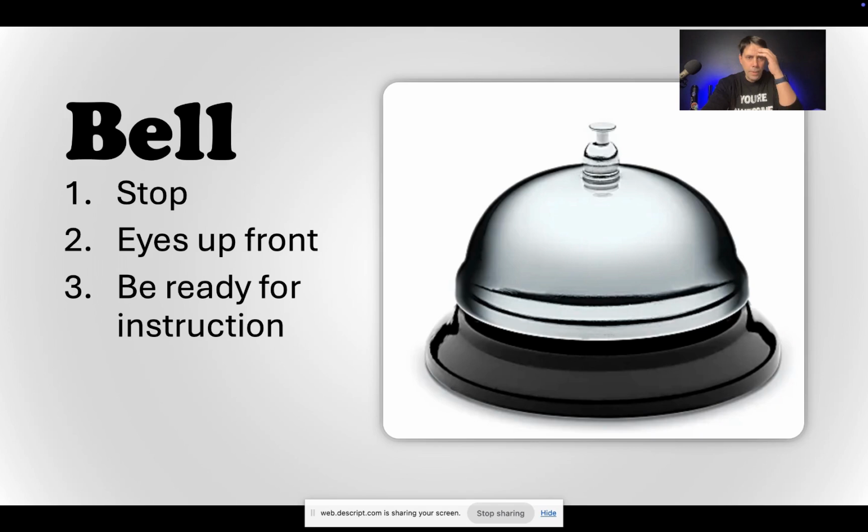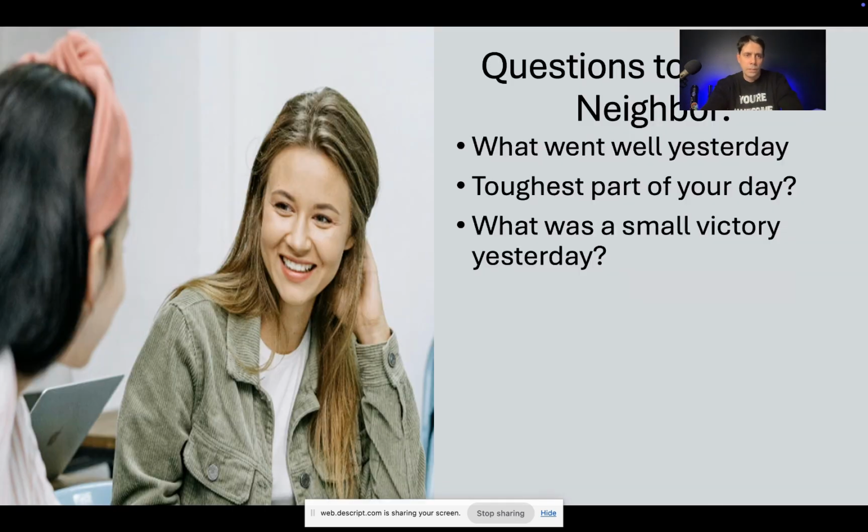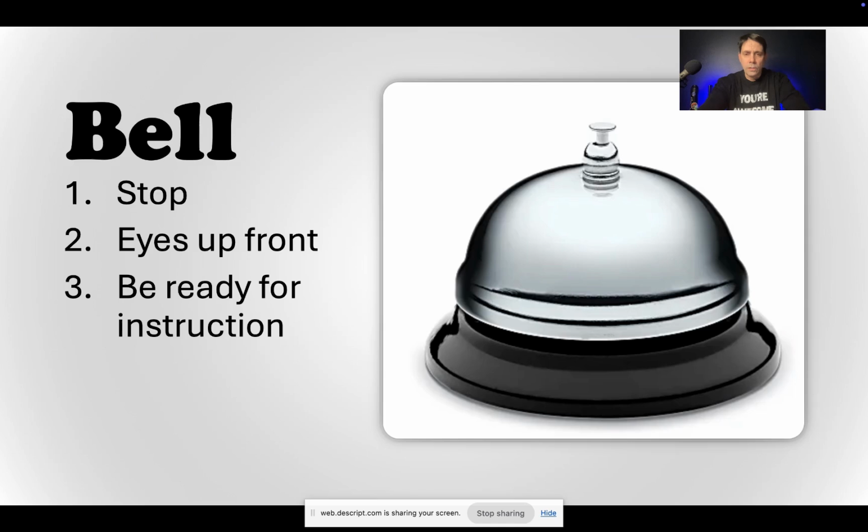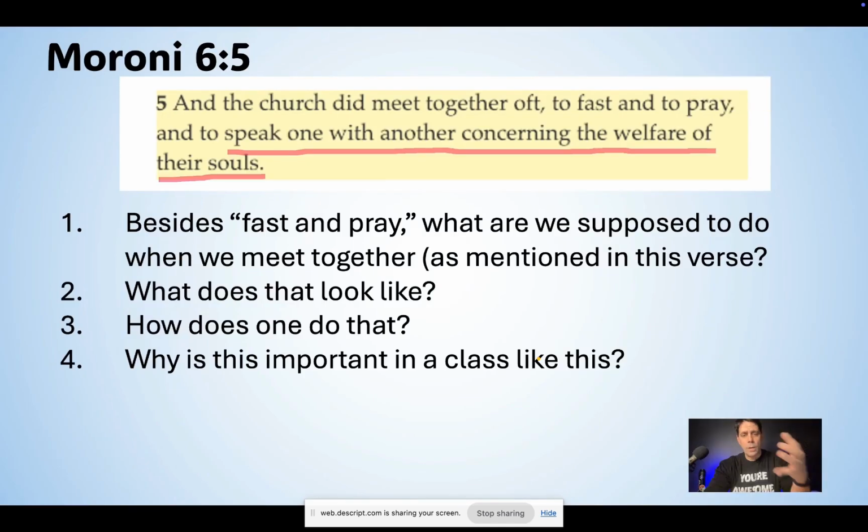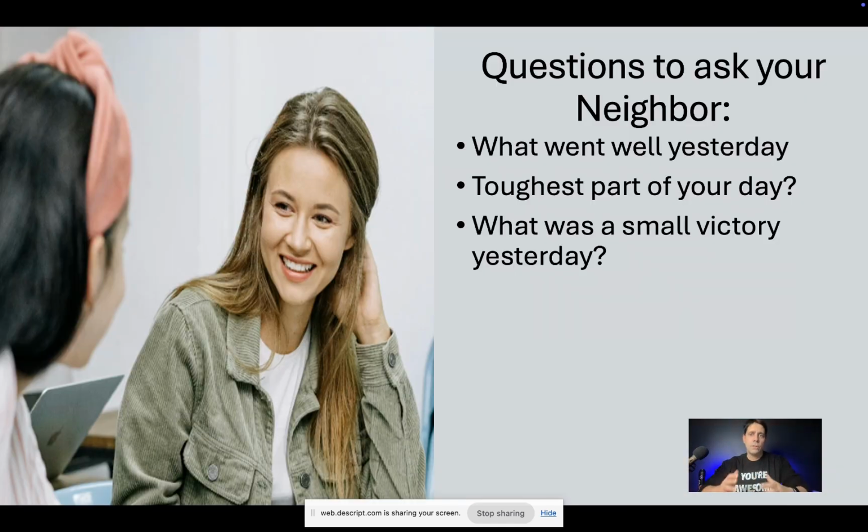So I'm introducing the bell again. I'm retraining these things on day 2, because you don't just do these things once. You take a little bit of time every day for the first few weeks to go over these things. So since our policy is when we come into class, we're going to talk to people, I want you to turn to your neighbor and ask this question: what went well yesterday? What was the toughest part of your day? And what was a small victory yesterday?